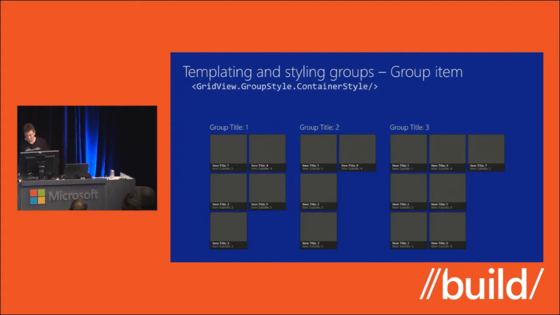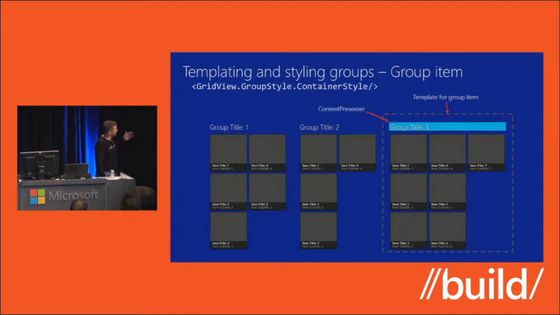So the next thing, let's say I've laid out the groups, I've laid out the items in the groups, and that's not enough control for me. We have the GroupStyle.ContainerStyle. That container style allows you to lay out the template for a group item. So not only can you arrange the items within the group, you can also arrange the orientation of the header or the header's relationship to the items.